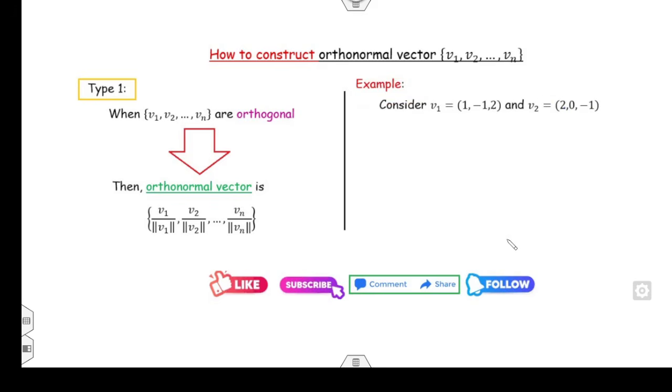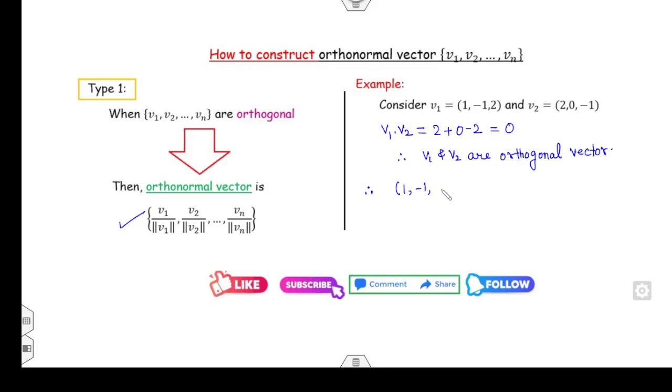For example, if v1 and v2 are my two vectors, then we can check firstly v1 dot v2. It will be 2 plus 0 minus 2, which is equal to 0. What does it mean? Therefore, v1 and v2 are orthogonal vectors. So once they are orthogonal, how can you construct the orthonormal? We can divide by its norm.